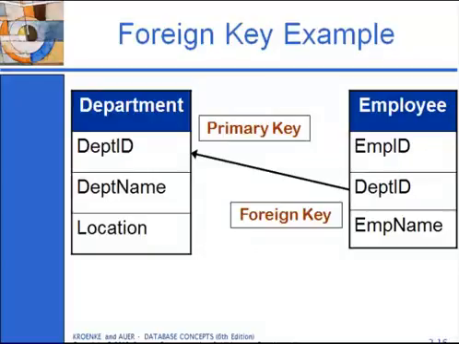Look at this example. The department ID is the primary key for department, since this is how we identify the rows of the data in department. However, in the employee table, it is referred to as the foreign key because its function is to relate the employee table to the department table, right here.